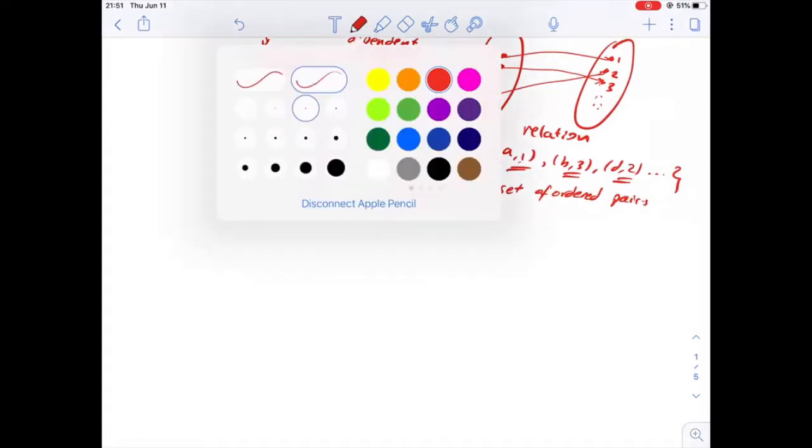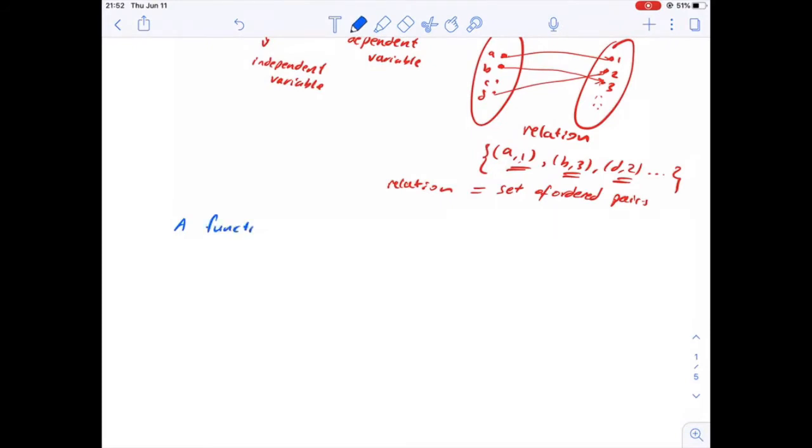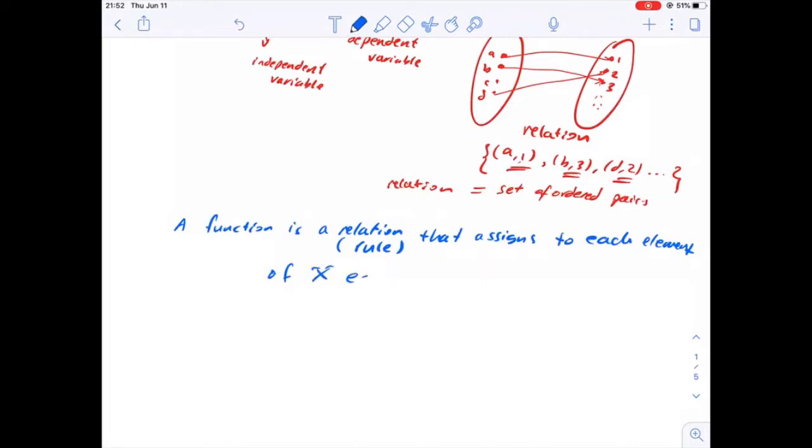So what do we mean by function? A function is a relation, or is a rule, that assigns to each element of a set X exactly one element, or value. Let's use the word value here, of Y.